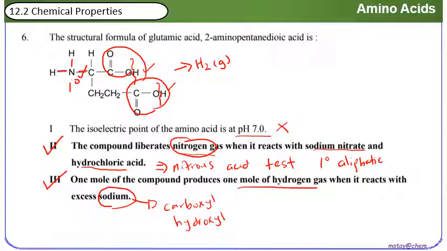So we are at the end of the video. So these are very simple 6 objective questions for amino acid. So in the next video, we will continue with the polymer.